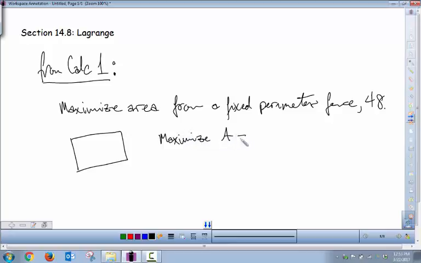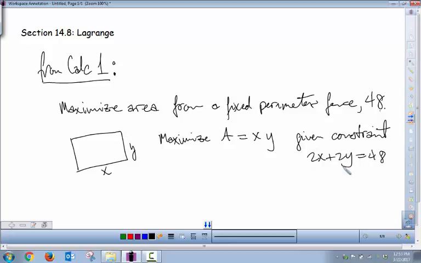So we're trying to maximize the area: if this is x and this is y, we're trying to maximize the area x times y. And then you have a given constraint, which is your perimeter. The constraint is the perimeter is fixed at 48. So the perimeter is x plus y plus x plus y, 2x plus 2y equals 48. I suppose you can write that as x plus y is equal to 24.